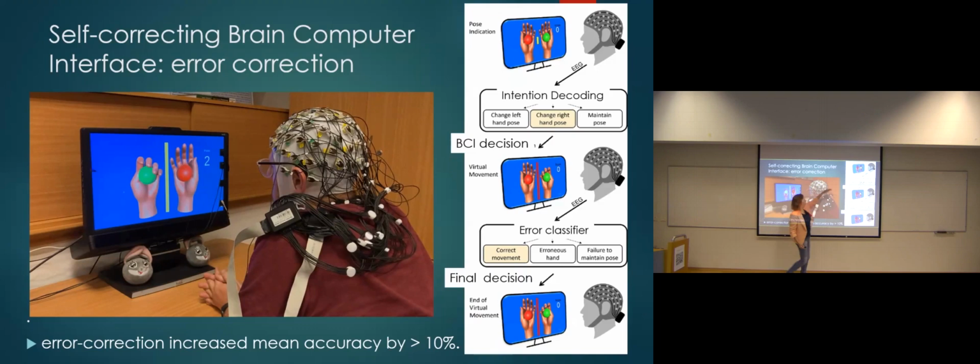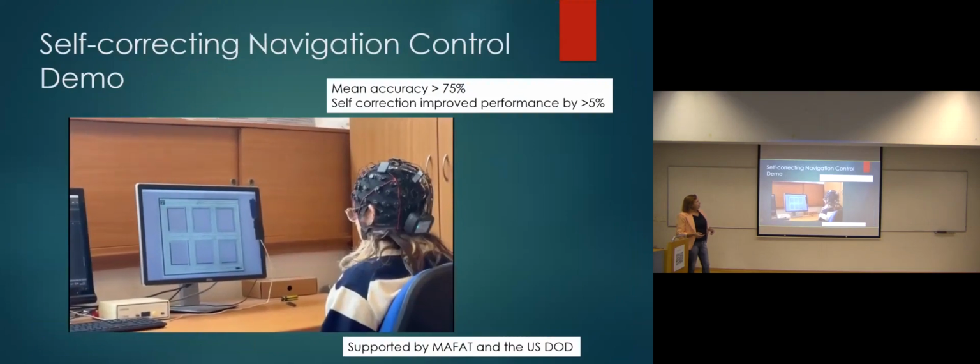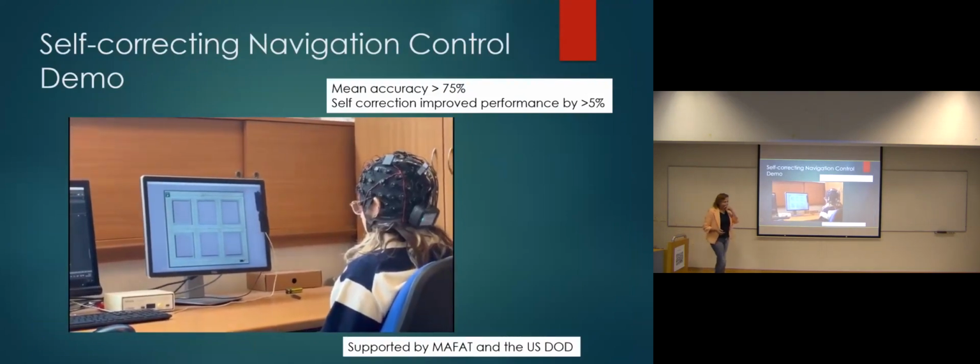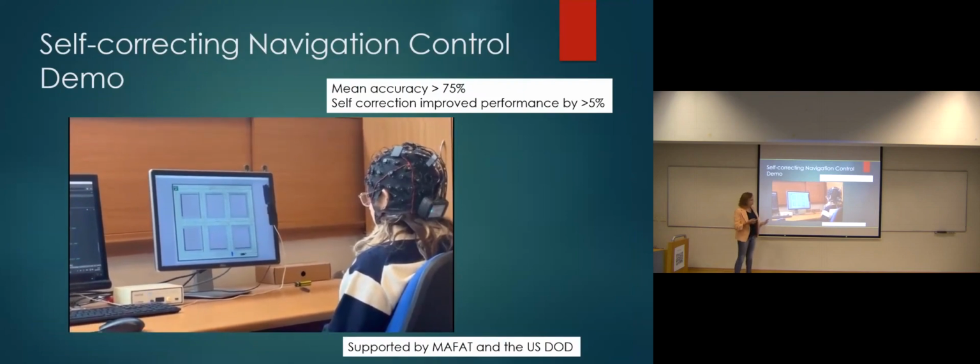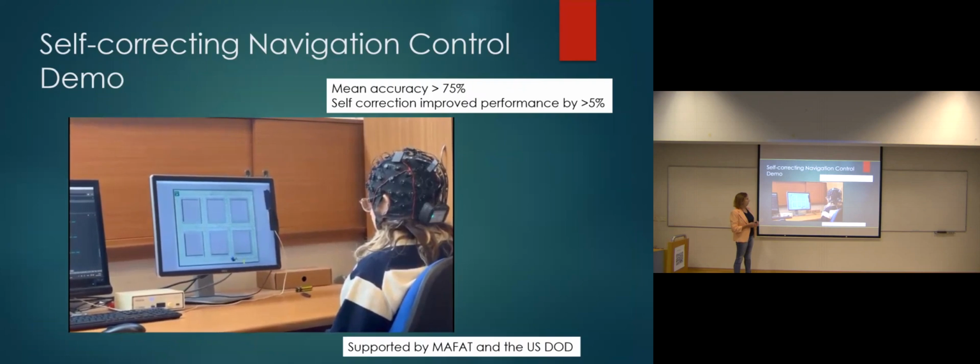So the first part is the intention decoded, and now there is an error classifier that says: if it's the correct movement, don't do anything; if it's the wrong hand, then close the left hand and open the other one; or if it's just a failure to maintain the pose, you should just undo the previous program. And this increased the performance by 10%. This is a very challenging task as well. I'm very proud of this one. I'll tell you in a second what we are still trying to do.